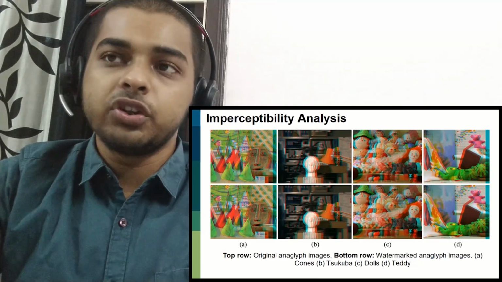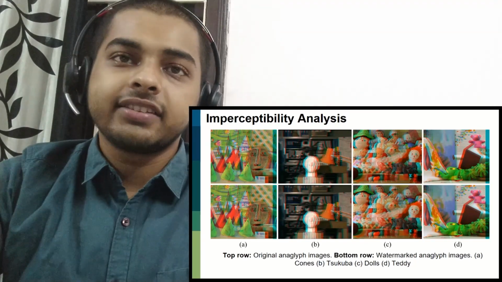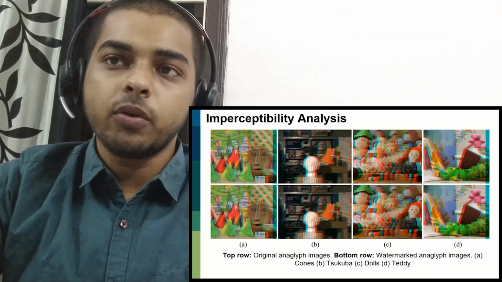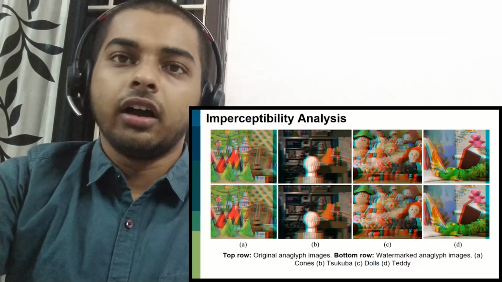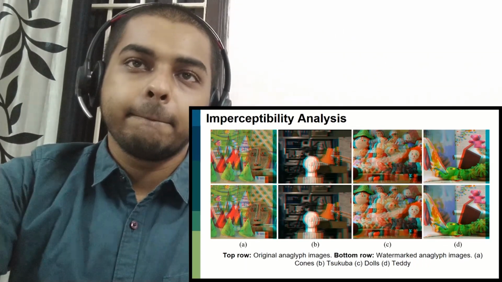Visually, we can see there is no trace of the hidden watermark, and the perceptual quality of both the watermarked and the original images is almost the same. So this method is proven to be useful in the imperceptibility analysis.